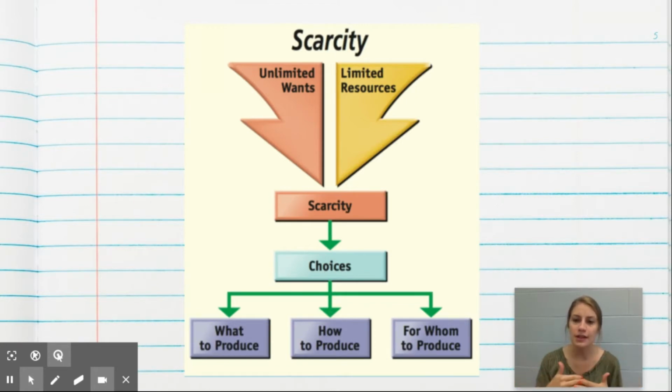So when there's scarcity in an economic system, in a community, in a household, in someone's life, it forces us to make choices. And these choices can be what we produce, how we produce it, for whom we produce it for. So in the larger scheme of things, if our society has an unlimited want of oil, but there is a limited resource of that oil, that creates a scarcity, and that dictates the choices that we make on how to produce it, where to get it from, and whom to give it to.